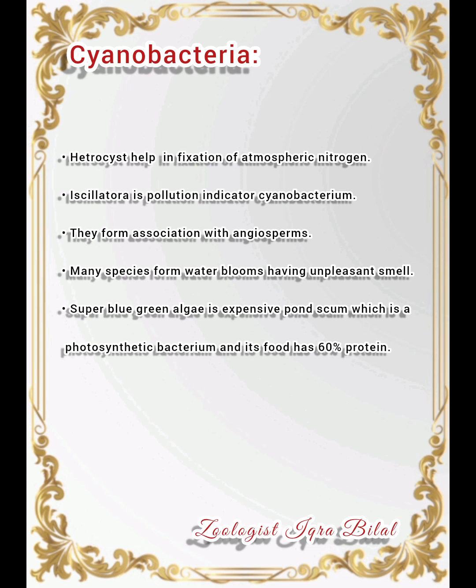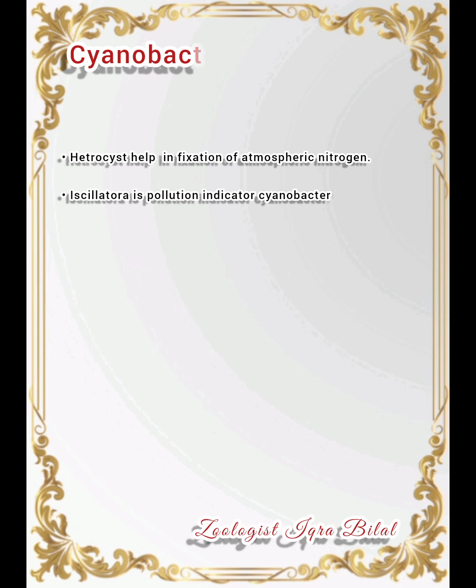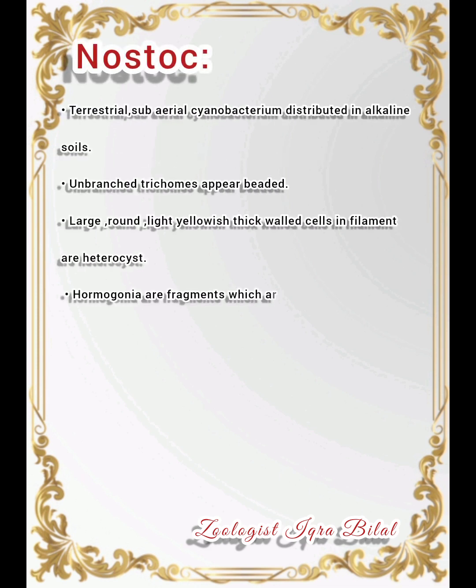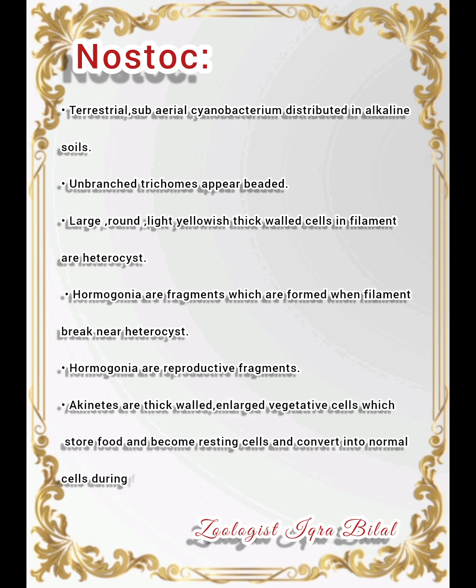Super blue green algae is an expensive pond scum, which is a photosynthetic bacterium, and its food has 60% protein. So super blue green algae can be used as a protein source. Nostoc. Terrestrial Nostoc is a terrestrial subaerial cyanobacterium distributed in alkaline soils. Unbranched trichomes appear beaded, like beads. Large, round, light yellowish, thick-walled cells in the filament are heterocysts.